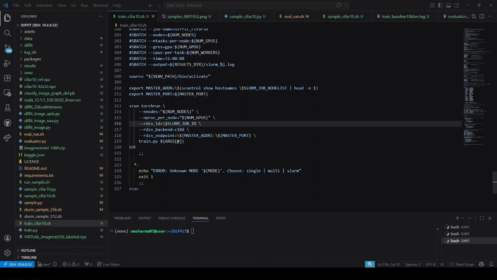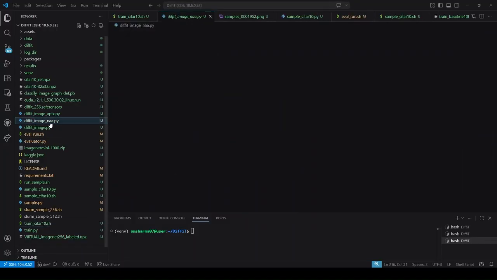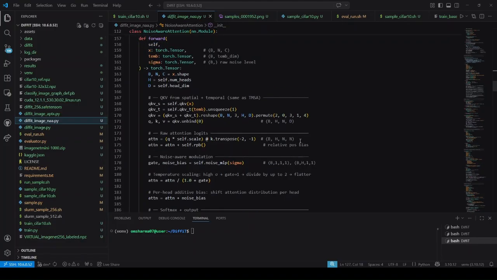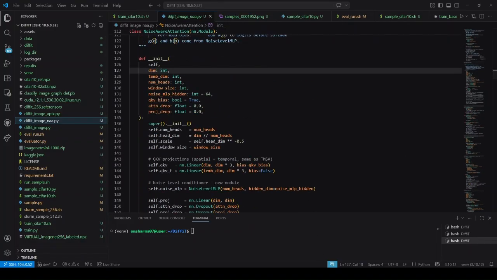So after implementing the baselines, we implemented the DiffiT model using noise aware attention on the image space. This is the most novel part of the work. I replaced TMSA with what I'm calling noise aware attention, or NAA.